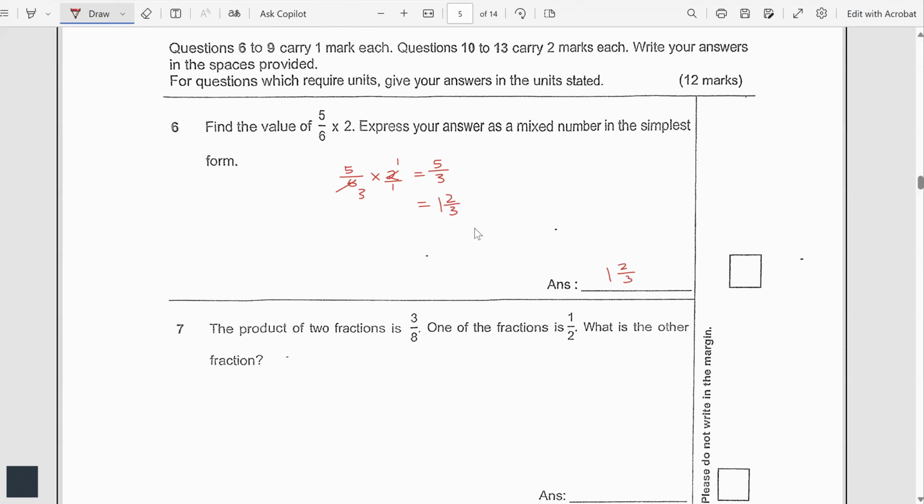Okay, alternatively, if you want to take the fraction times 2, right? When you multiply by 2, you're only multiplying the numerator. So you get 10 over 6. 10 over 6 is 1 and 4/6. When you simplify, it's 1 and 2/3. Okay, either method is fine. Just remember to simplify it.